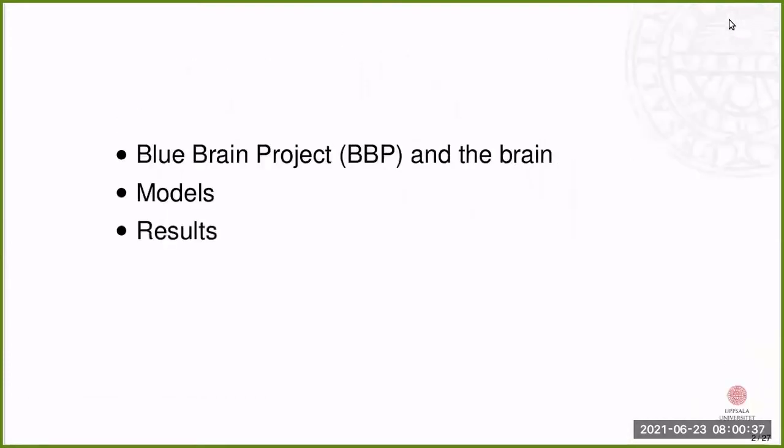Okay. So we have three sections we want to look at. The first section is to quickly talk about the Blue Brain Project and who they are, and also to discuss briefly the brain. In the second section we want to look at the models that we use to model the connectome, which we'll discuss later. And in the third section, we want to look at some results to compare these models to the connectome.